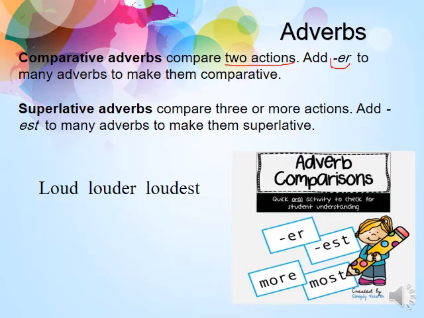We add er if I'm comparing two, and if I'm comparing three, so I have superlative adverbs, which compare three or more actions, add est to many adverbs to make them superlative. So for example, I have loud, louder, loudest, or soon, sooner, soonest, or early, earlier, earliest.